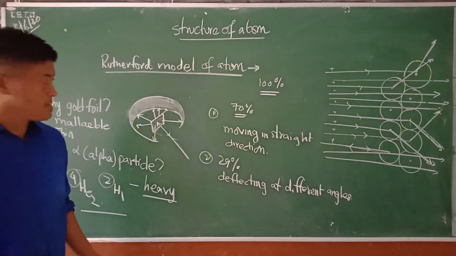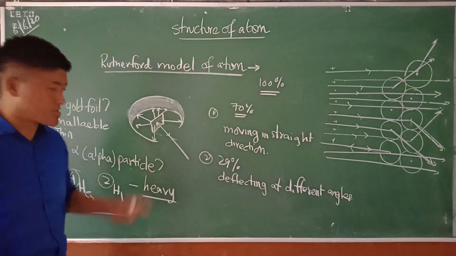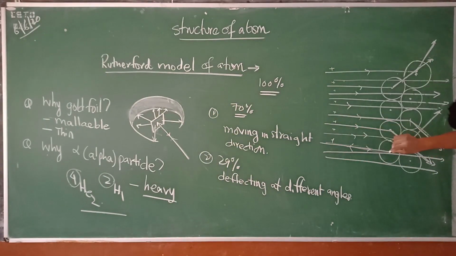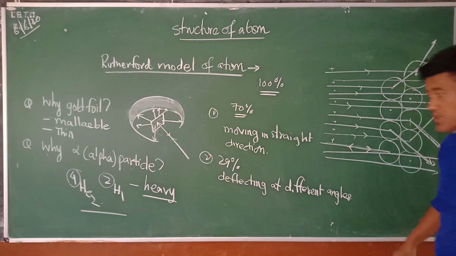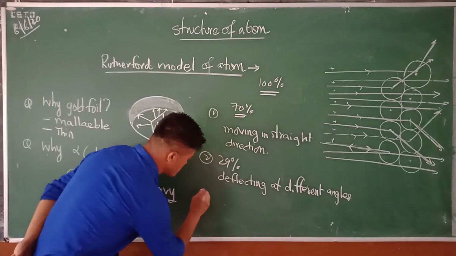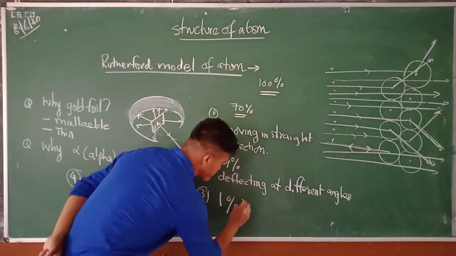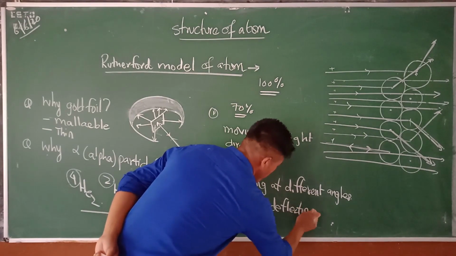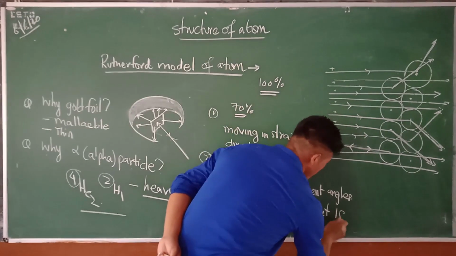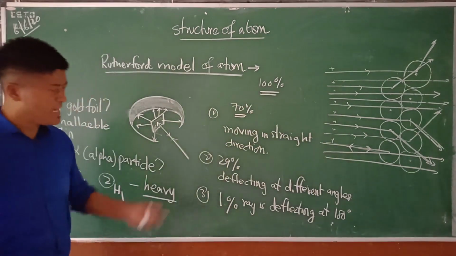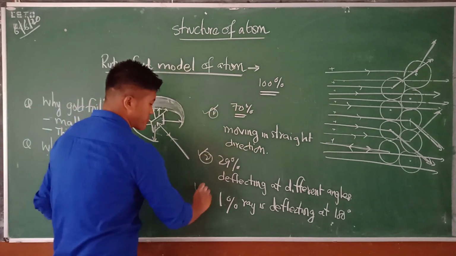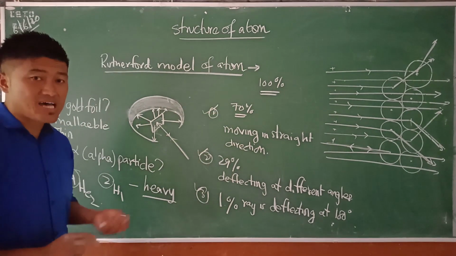Now this was the observation made by Rutherford. Out of this, 1% of the rays, this particular ray is going to strike this and is going to fall back at 180 degrees here. Understand? So what he concluded, the third one, is that 1% of the rays are deflecting at 180 degrees. So these were the three observations made by Ernest Rutherford regarding his atom.